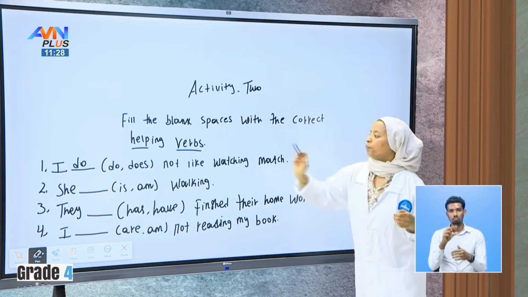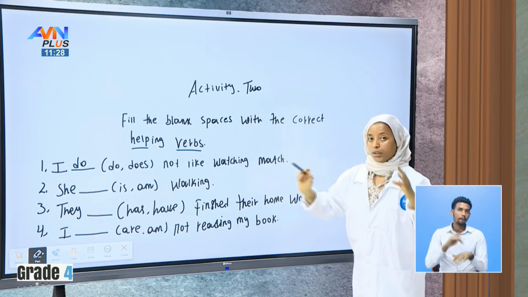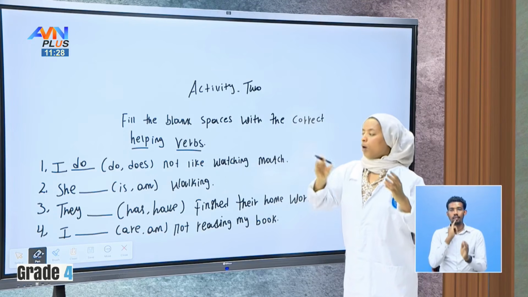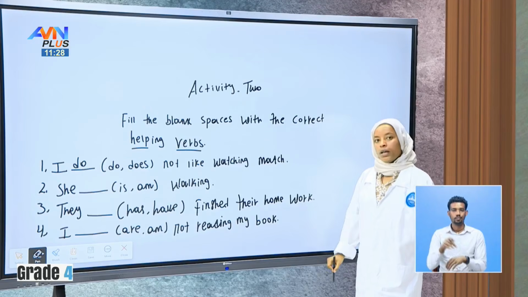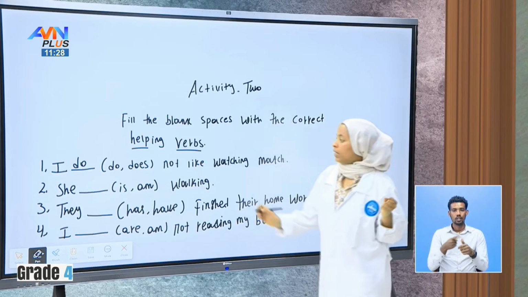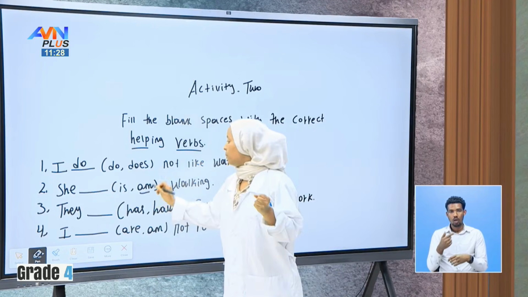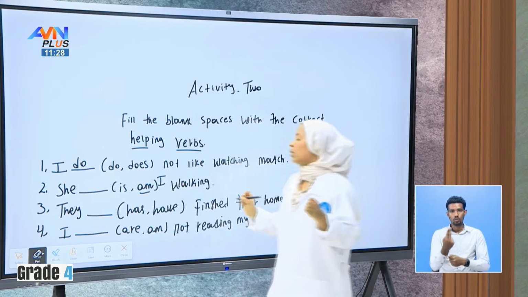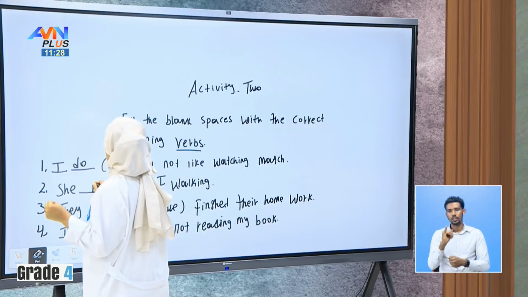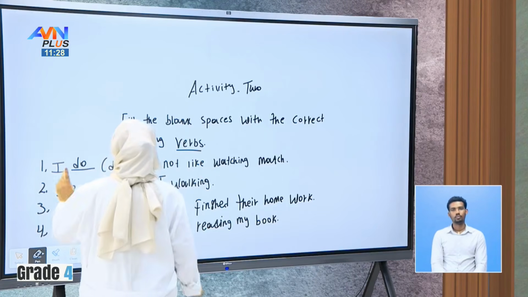Question number 2. She blank and the bracket is is or am walking. In the first activity, I told you already, am is only used for what? I. So she is walking. The correct answer is: she is walking.